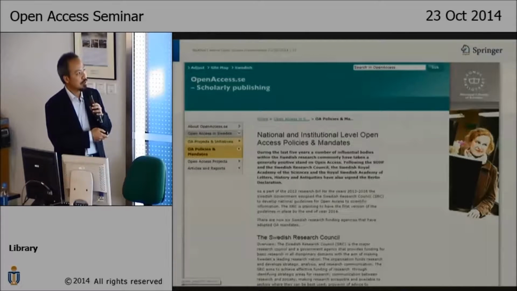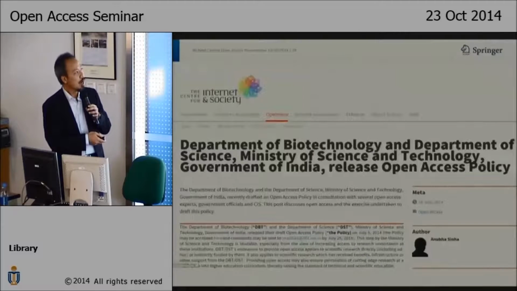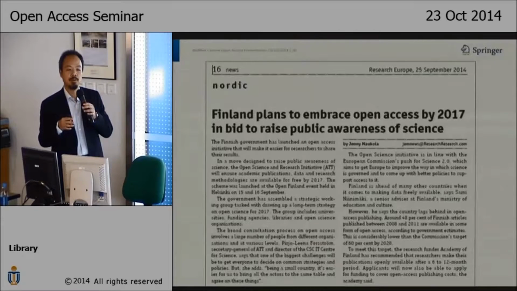This is from Sweden. They are also making a national open access policy. And this is also from last month, from the European Commission. They are also making an open access policy, but this is a revised one. This is another policy from India, and even Finland is trying to make open access in the year 2017. That is more and more at the government level.